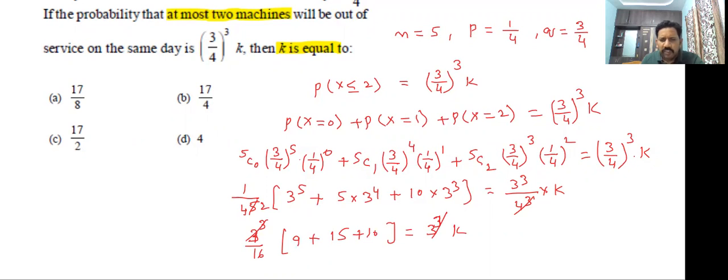Now, what is the k value here? k is equal to numerator 25 plus 9. How much, students? 25 plus 9. Now here we are getting 34 by 16. Now this is 17 by 8. So we got k value is 17 by 8. So first option correct. Students, have you understood now?